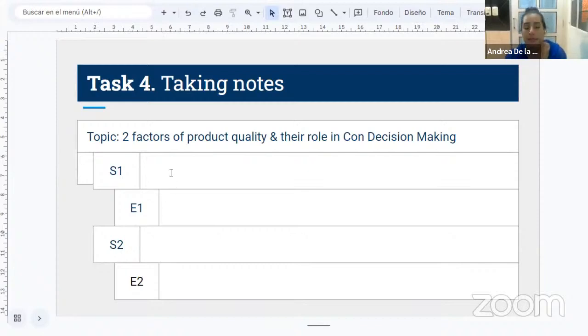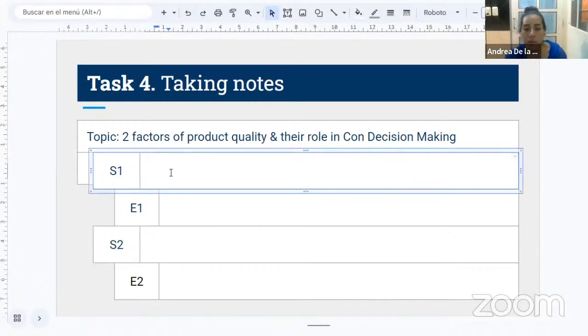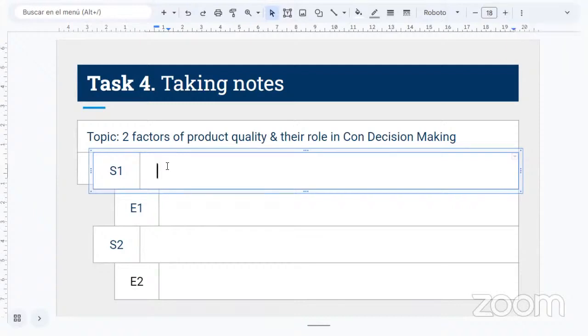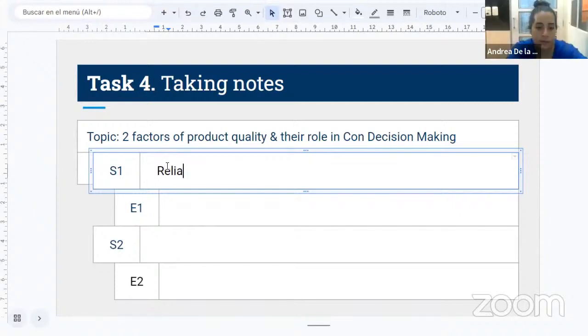Right. So now tell me, please. We already know the topic so far. This is about two factors of product quality. Can you tell me what the first factor was? The first subtopic. Reliability. Exactly, reliability. So the first subtopic, the first factor, is reliability.